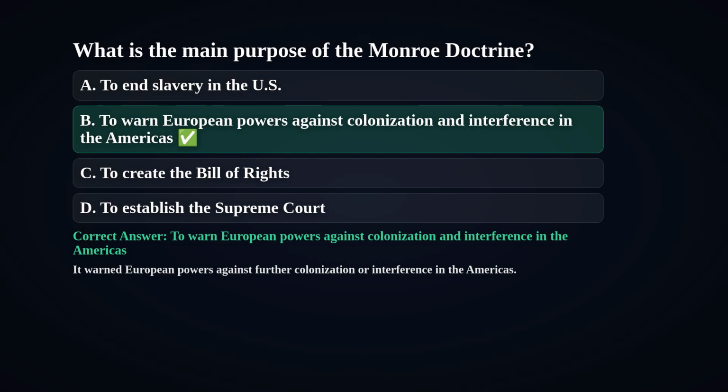The correct answer is B. The Monroe Doctrine warned European powers not to colonize or interfere in the Western Hemisphere, shaping U.S. foreign policy toward the Americas for generations.